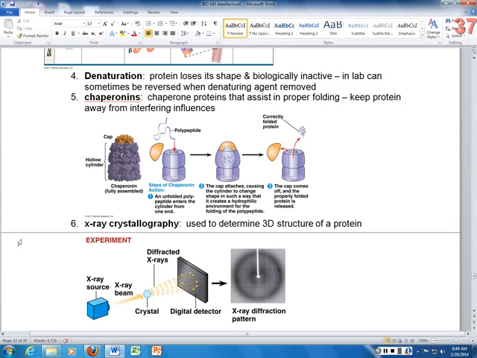So your chaperones, these are chaperone proteins in there, and they assist with the proper folding. So what they do is they are going to help make sure things stay folded properly.